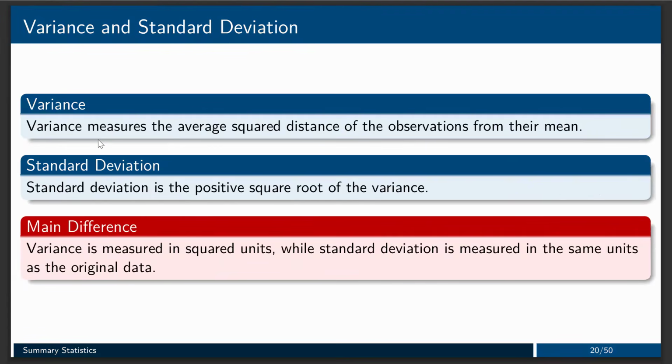So what is variance? Variance measures the average squared distance of the observations from their mean. And the standard deviation is simply the positive square root of the variance. The variance is measured in squared units, while standard deviation is measured in the same units as the original data.